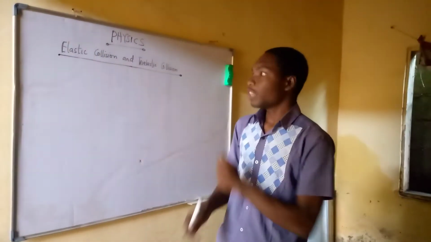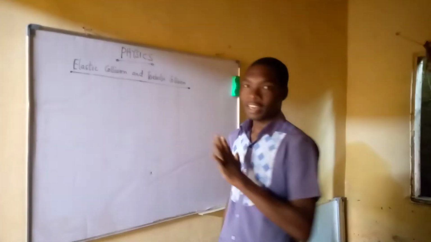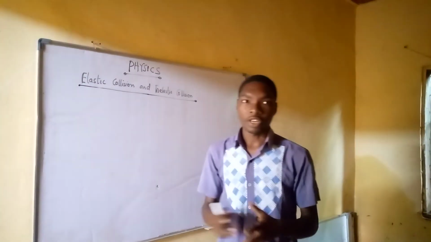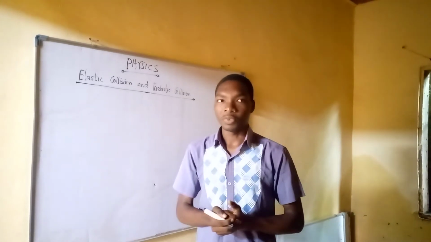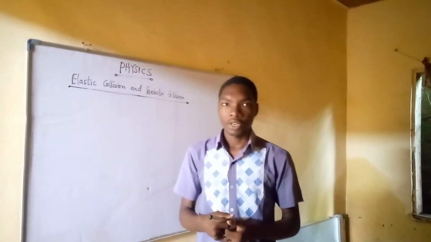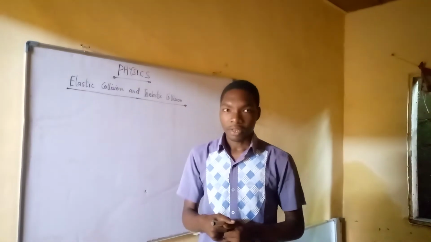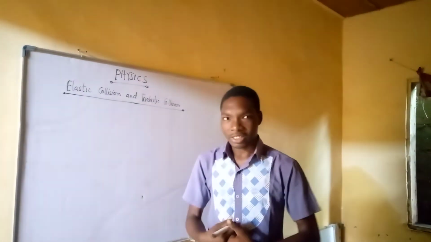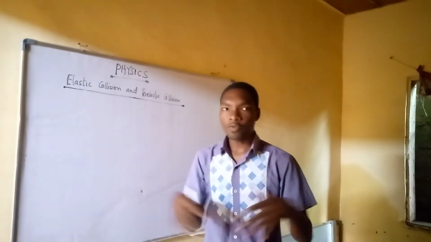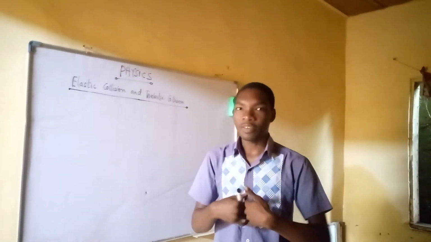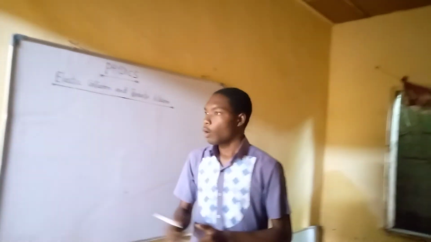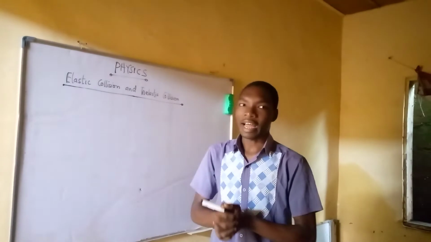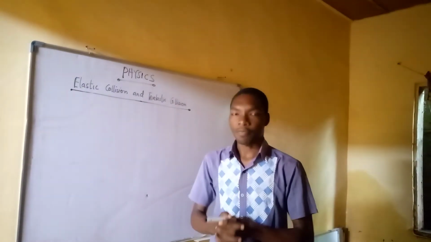Alright, I'll be looking at the difference between elastic and inelastic collision. What you need to understand about collision is that when two objects hit each other, that is collision. In elastic collision, after collision, the bodies move apart with different velocities, while in inelastic collision, the two bodies move together after impact.